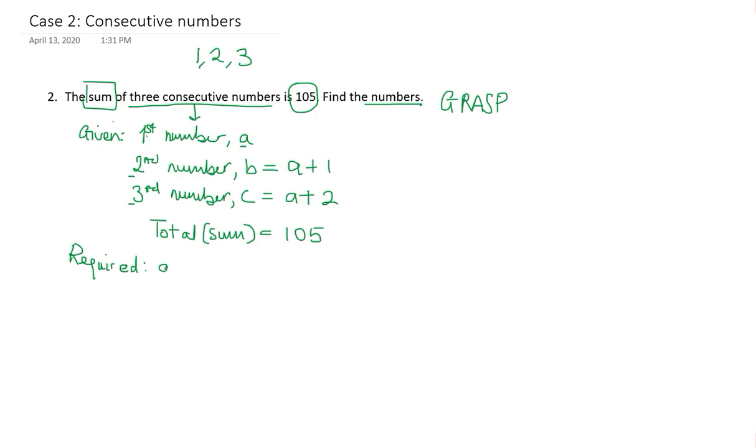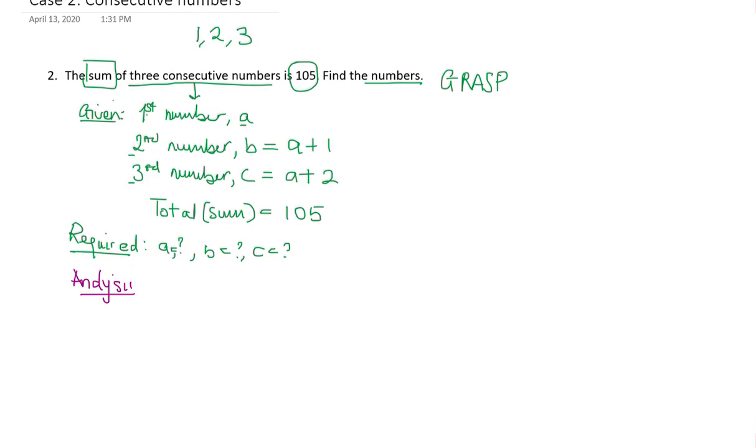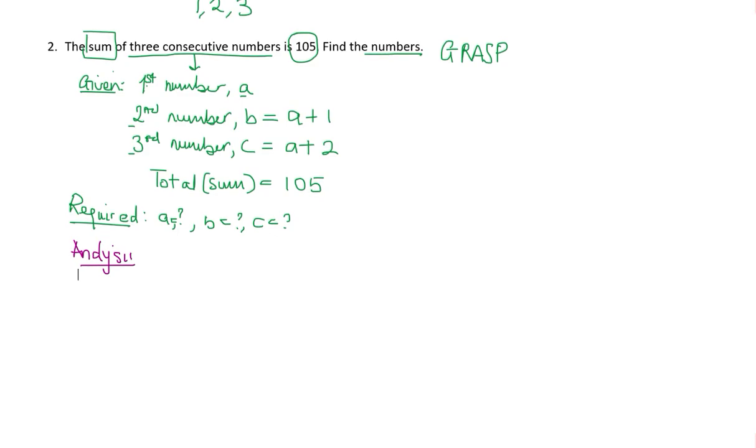In terms of the required, the question asks us to determine the numbers: what is A, which we don't know, what is B, and what is C. Since we know the givens and we need to determine what is required, we can move into the analysis and break down the formula that is required in order for us to solve this problem.